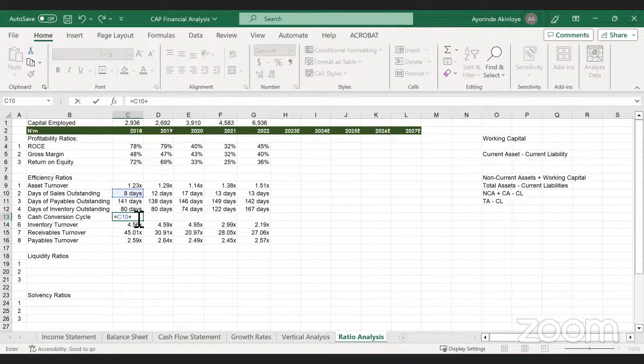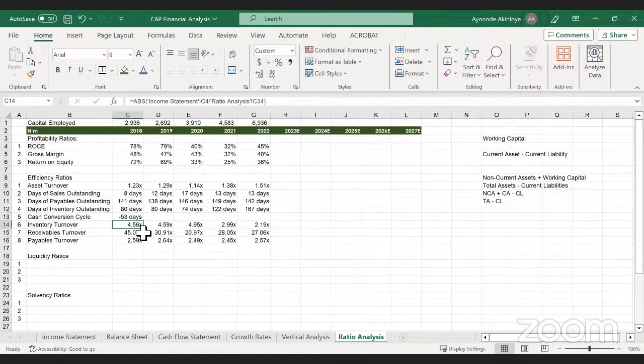Days of sales outstanding plus days of inventory outstanding minus days of payables outstanding. We have minus 53 days. Now, the reason why we have minus 53 days is because CAP takes a long time to pay their creditors. So they have good credit terms with their creditors.